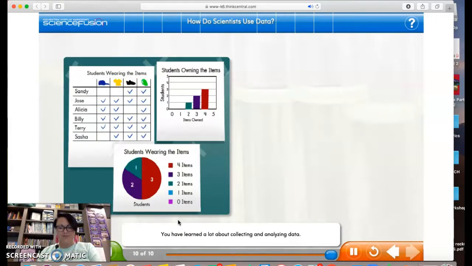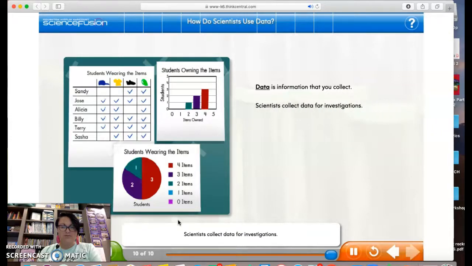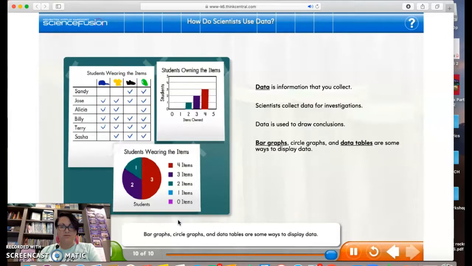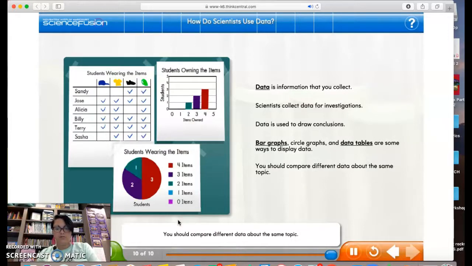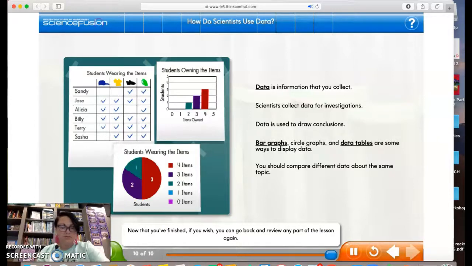You have learned a lot about collecting and analyzing data. Before we finish, let's take a quick look at the main points you covered. Data is information that you collect. Scientists collect data for investigations. Data is used to draw conclusions. Bar graphs, circle graphs, and data tables are some ways to display data. You should compare different data about the same topic. Now that you've finished, if you wish, you can go back and review any part of the lesson again.